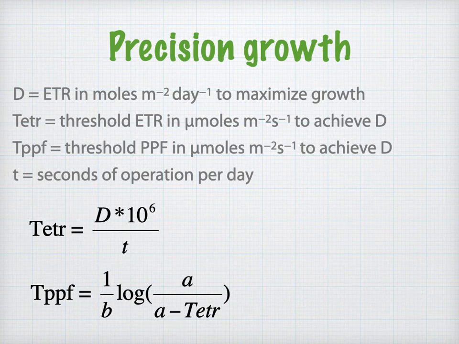For precision growth, we need to manage the number of photons that a plant receives during the day. We start with identifying D, the electron transfer rate, in order to maximize growth. We can then compute the minimum number of electrons that need to be transferred or generated by photosynthesis. Knowing the required number of electrons, we can then compute the required number of photons, the final formula on this page.